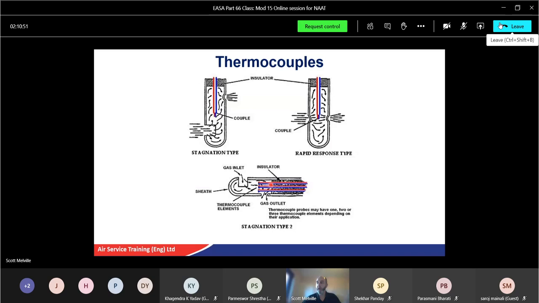And you might have one with 2 or 3 thermocouple elements in it. Normally it's just 2, but you may indeed have 3. Okay, so that's the main ones: stagnation and rapid response.